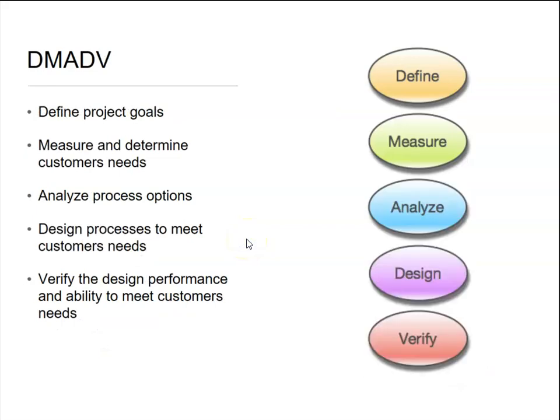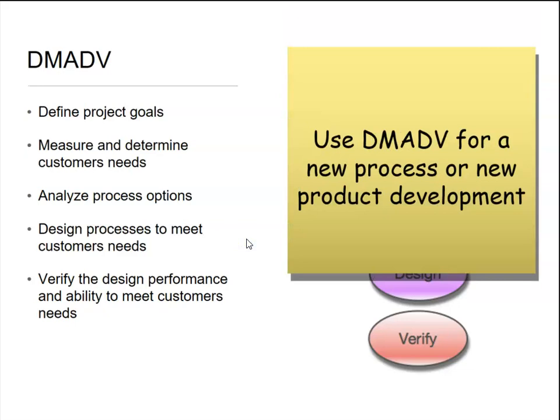Now, there is another process for those. The DMAIC is a good process to use when something already exists. There is something called DMADV, which is what you might do. It's a slightly different methodology for when it's a new process. So: define project goals, measure and determine customer needs, analyze process options, design the process to meet customer needs, and verify the design performance and ability to meet customers' needs. This is quite a bit like Juran's trilogy. So the DMADV is used for a new process or new product development.